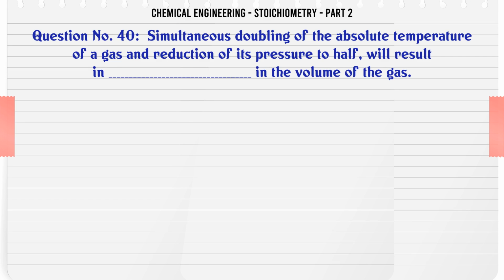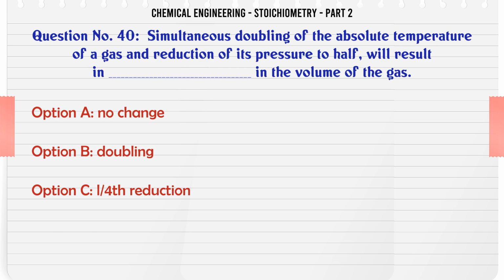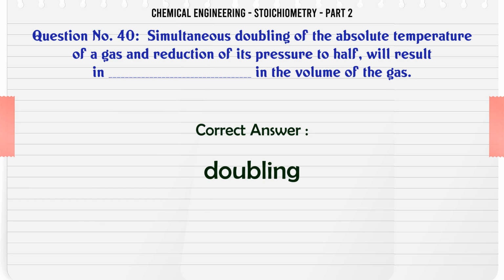Simultaneous doubling of the absolute temperature of a gas and reduction of its pressure to half will result in the volume of the gas: A. no change, B. doubling, C. 1/4th reduction, D. fourfold increase. The correct answer is doubling.